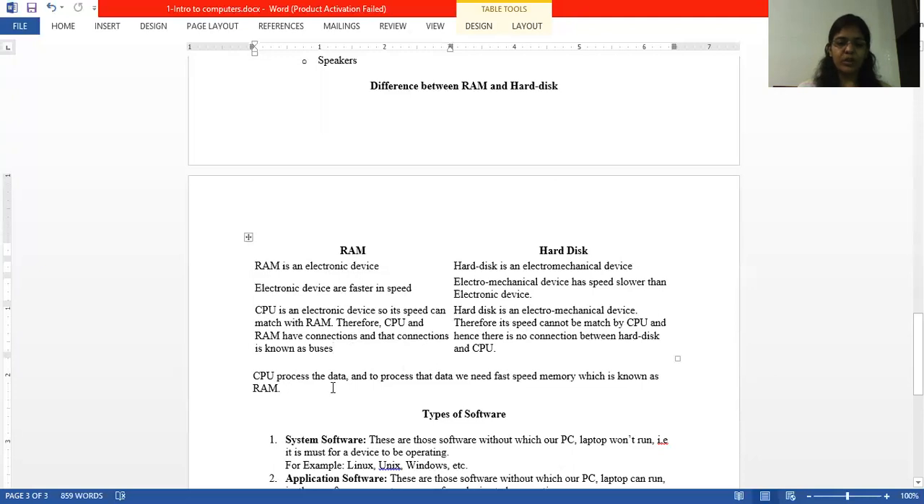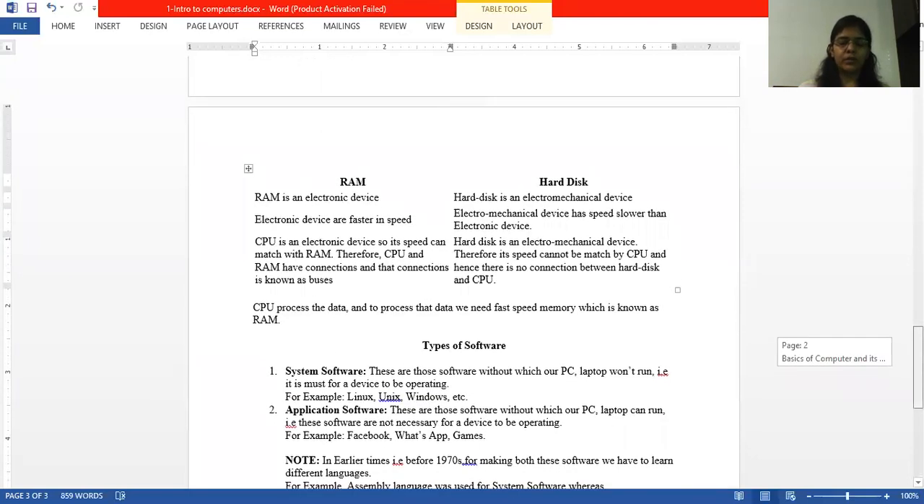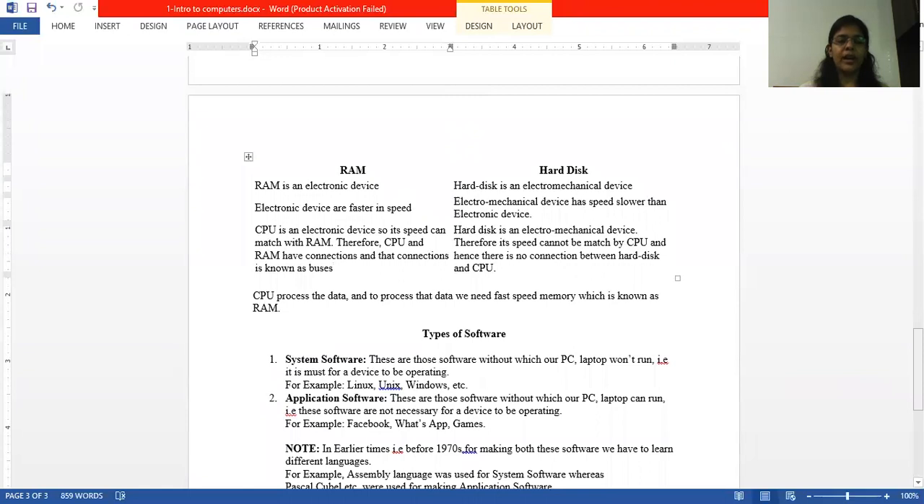The CPU processes the data. As we know, we give an input, the CPU processes it and shows the output. To process that data, we need a fast-speed memory, which is known as RAM. So RAM helps the CPU to process the data as fast as possible. Therefore, if you need high speed, then you need a high RAM.